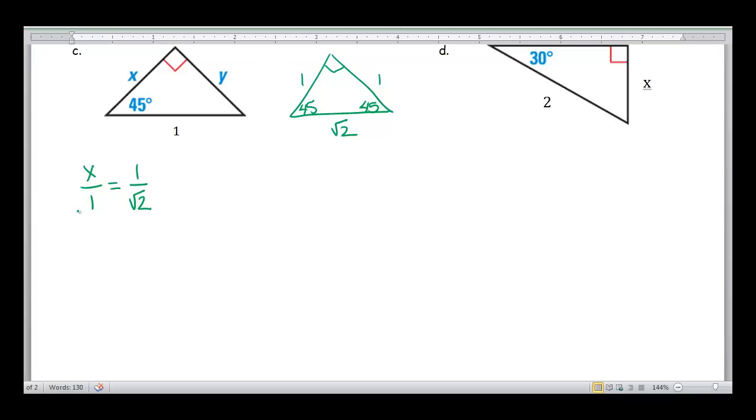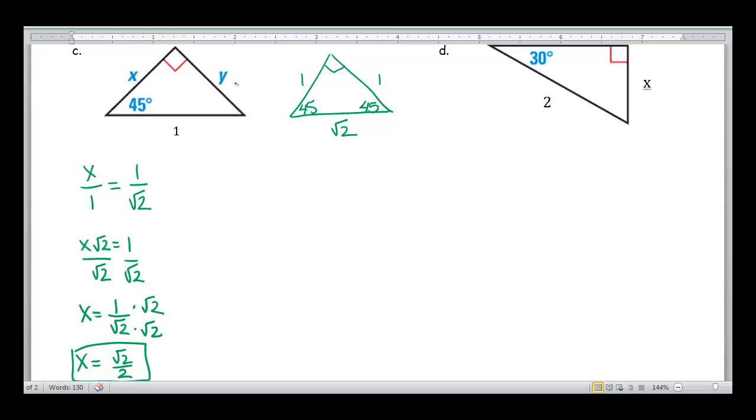So again, if I cross multiply, I have x root 2 equals 1. To solve for x, I need to divide each side by the root 2. But I can't leave this 1 over root 2. I have to rationalize the denominator, and that's going to give me root 2 over 2.